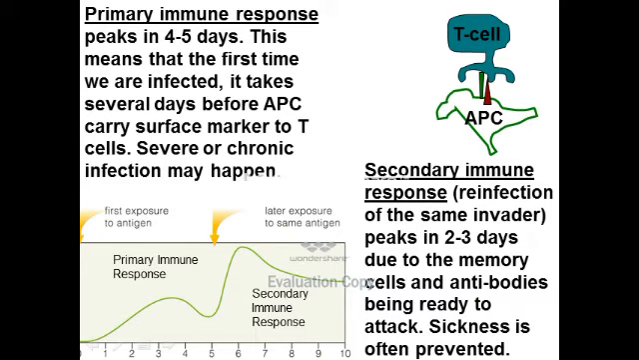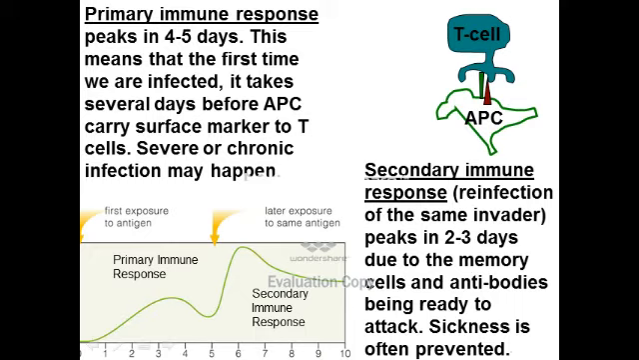A primary immune response, this is when you first encounter the infective agent. That takes about 4 to 5 days before your APCs collide with the antigens, and then the naive T cells specialize into helpers and cytotoxics and memory. So by that time, you're sick.